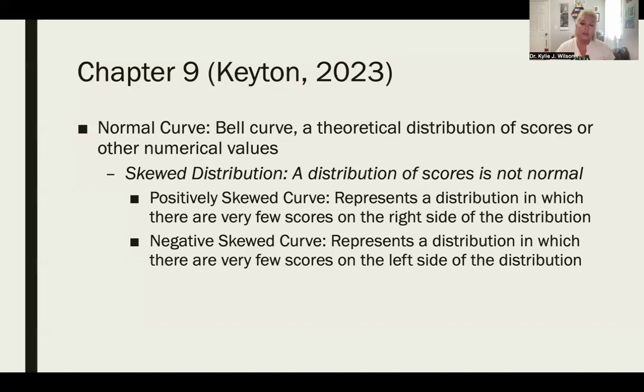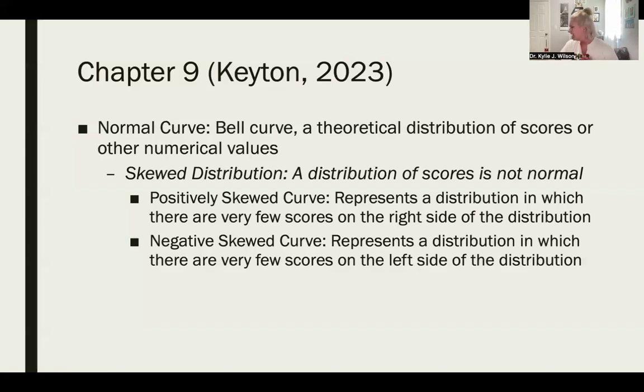So skewed distributions are going to be distributions that aren't normal. So they're not that perfect bell curve. We can have positively skewed, which the distribution is going to have very few scores on the right. And then negatively skewed is the distribution is going to have very few scores on the left.